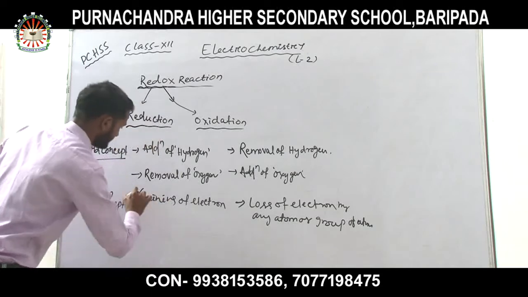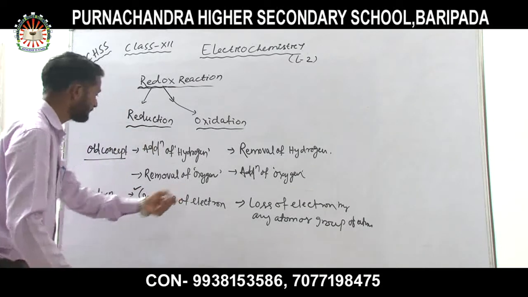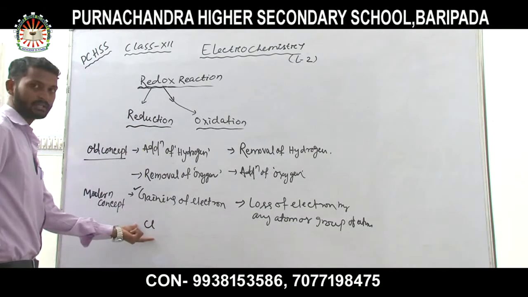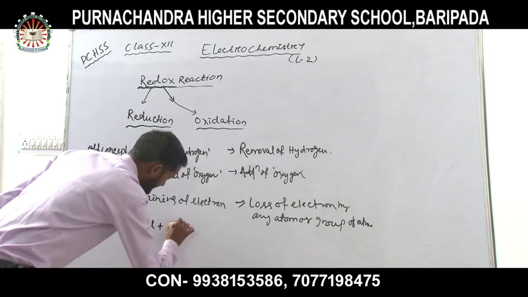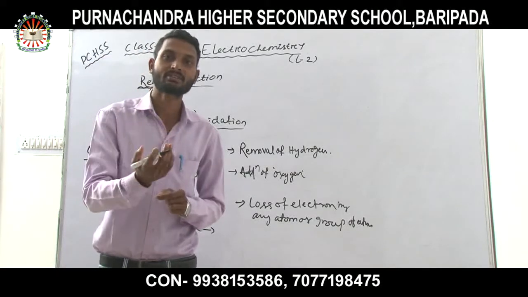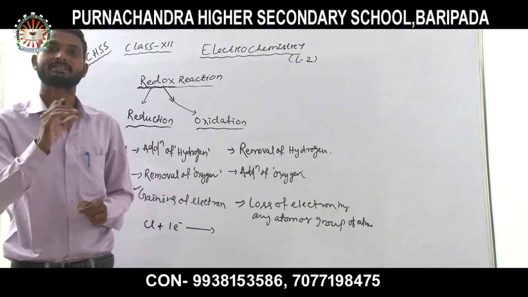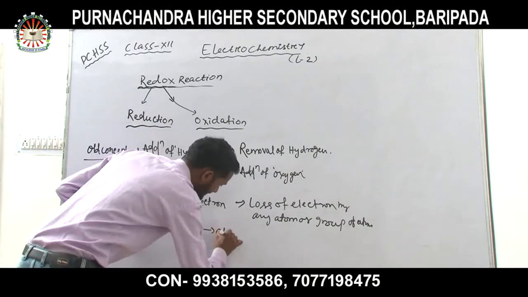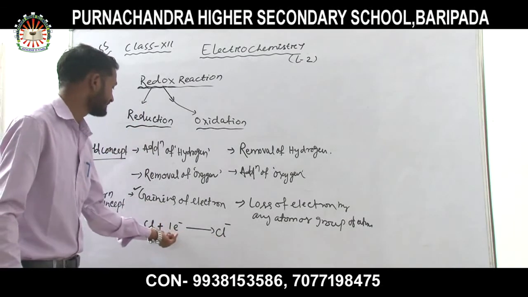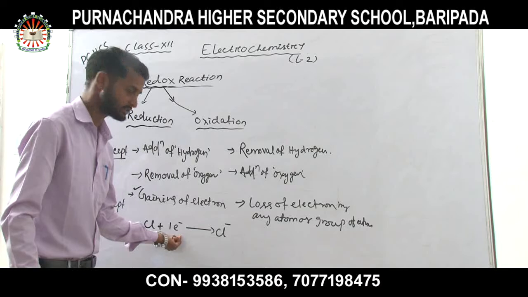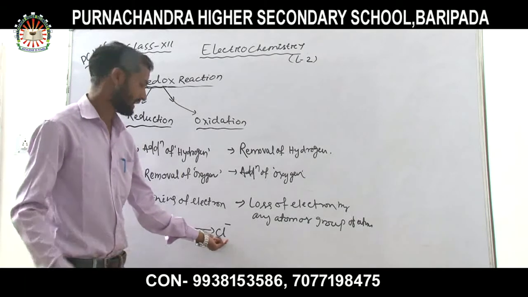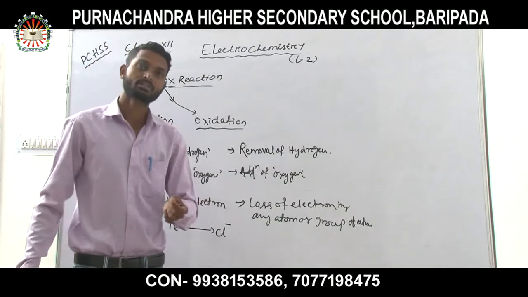So now, by examples, gaining of electron: suppose chlorine, Cl plus one electron. When any atom gains an electron, the charge will be negative because an electron is negative in charge. So Cl minus. This reaction is called reduction reaction. That means the accepting or gaining of electron by the chlorine atom forms the chloride ion, and that is called reduction reaction.